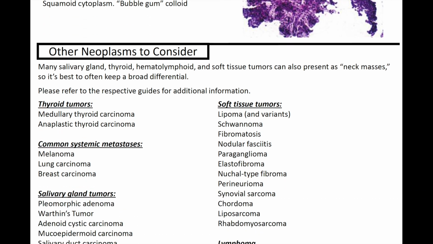So other neoplasms to consider in the neck region. So many salivary gland, thyroid, hematolymphoid, and soft tissue tumors can also present as neck masses. So it's best to often keep a very broad differential when you're working with lesions in the neck region. So please refer to the respective guides on Kurt's Notes website for additional information for thyroid tumors, common systemic metastases like melanoma, lung, and breast, salivary gland tumors, soft tissue, and lymphoma.